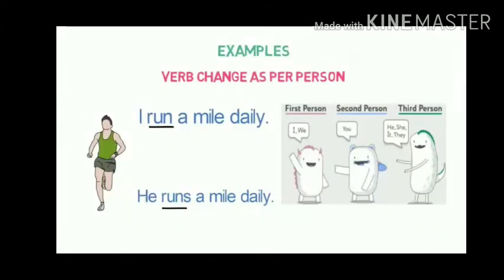Now second is verb change as per person. First person, in which we include I and we. Second person, you. Third person, he, she, it, they. Let's try to understand it with these examples. I run a mile daily. Here I is a first person, so we use verb run according to the person. He runs a mile daily. With the third person, we use runs. So verb changes as per person.